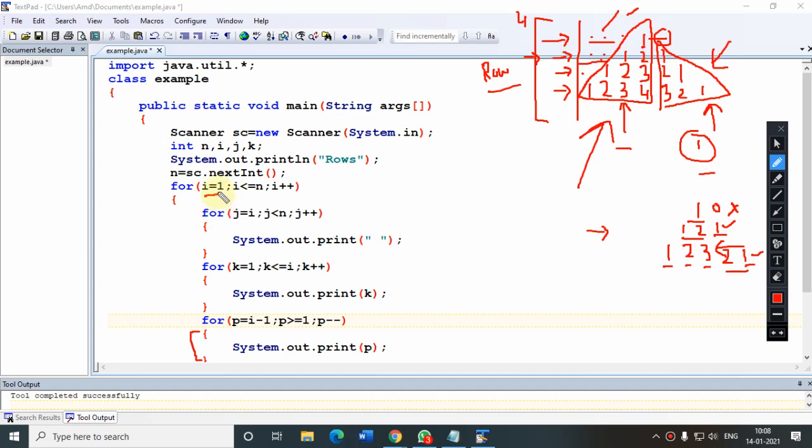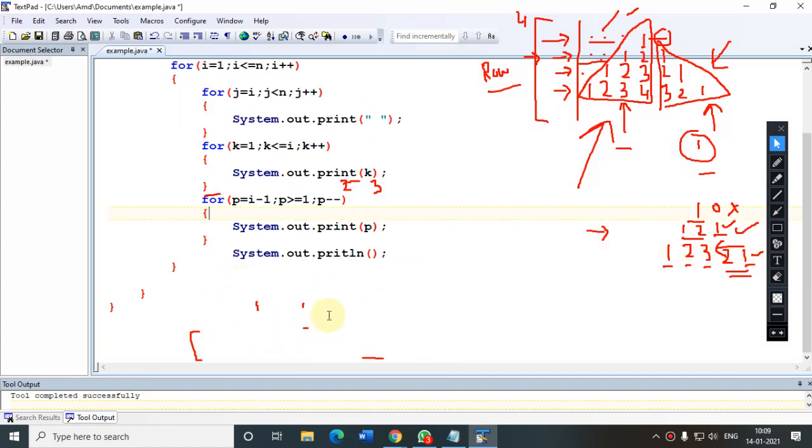But next time, when the value of i is 2, the p loop will start from 2 minus 1, which is 1, till 1. So 1 to 1 is only once. So what are you printing? 1. So you are getting this 1. Next time i would be 3, so p will start from 3 minus 1, that is 2, to 1. So you are getting here 2 and 1. I hope this one is clear, everyone. Yes, sir. Very good.